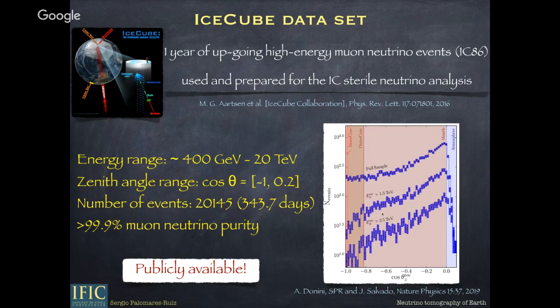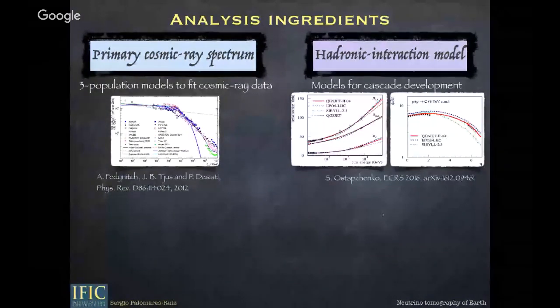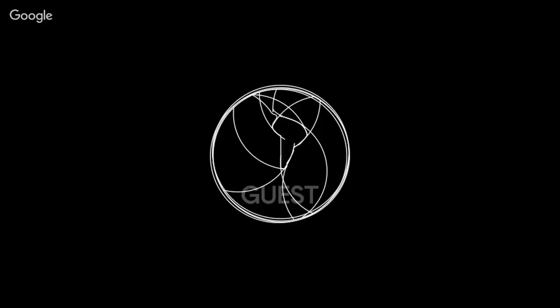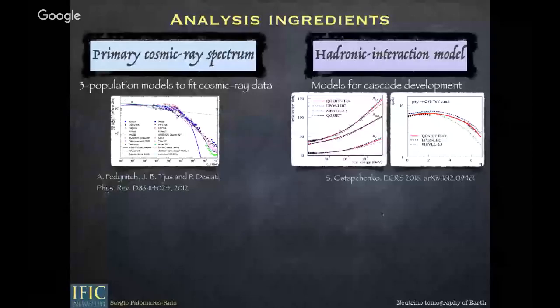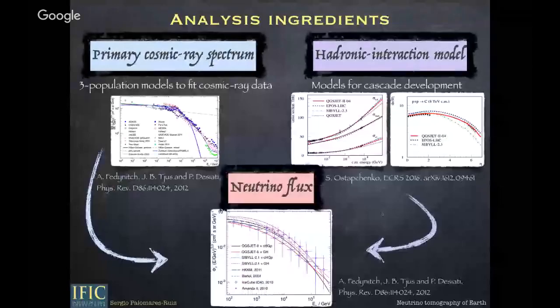But in order to do that, let me just tell you what the ingredients are that we need. First, we need to know the neutrino flux, and in order to do that, we need to consider different primary cosmic ray spectra. Commonly, there are three popular population models that are used to fit the cosmic ray data. Also, we need to know the hadronic interaction model, how these cosmic ray interactions produce showers in the atmosphere, which then give rise to the neutrino flux. Putting all these things together, one can get the neutrino flux, which is also measured by neutrino telescopes like IceCube and other neutrino experiments.